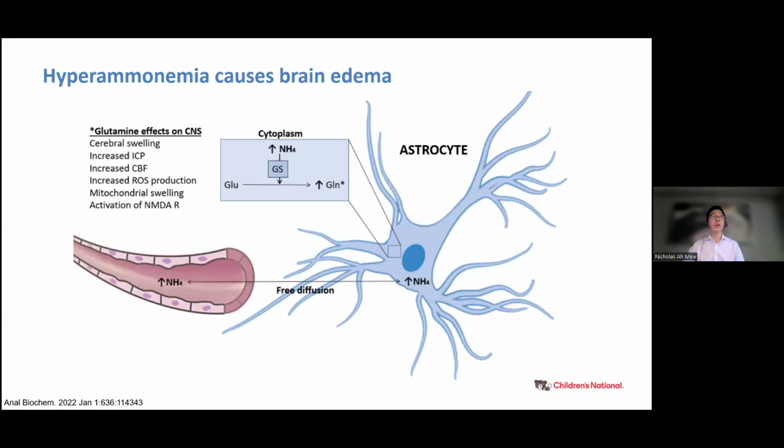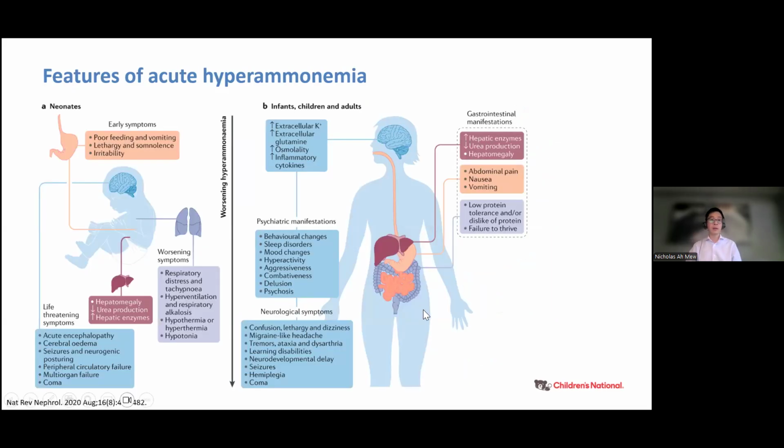As I shared earlier, the common feature of these conditions is the elevation in ammonia that can be present. Ammonia is bad. It causes brain edema. Essentially, as soon as ammonia gets into the CNS, it is converted into glutamine. As you can see, that has a wide range of effects, not only causing cerebral swelling, but also impairing neurotransmission. And so it has, again, a variety of different clinical symptoms that can occur as a result of acute hyperammonemia.